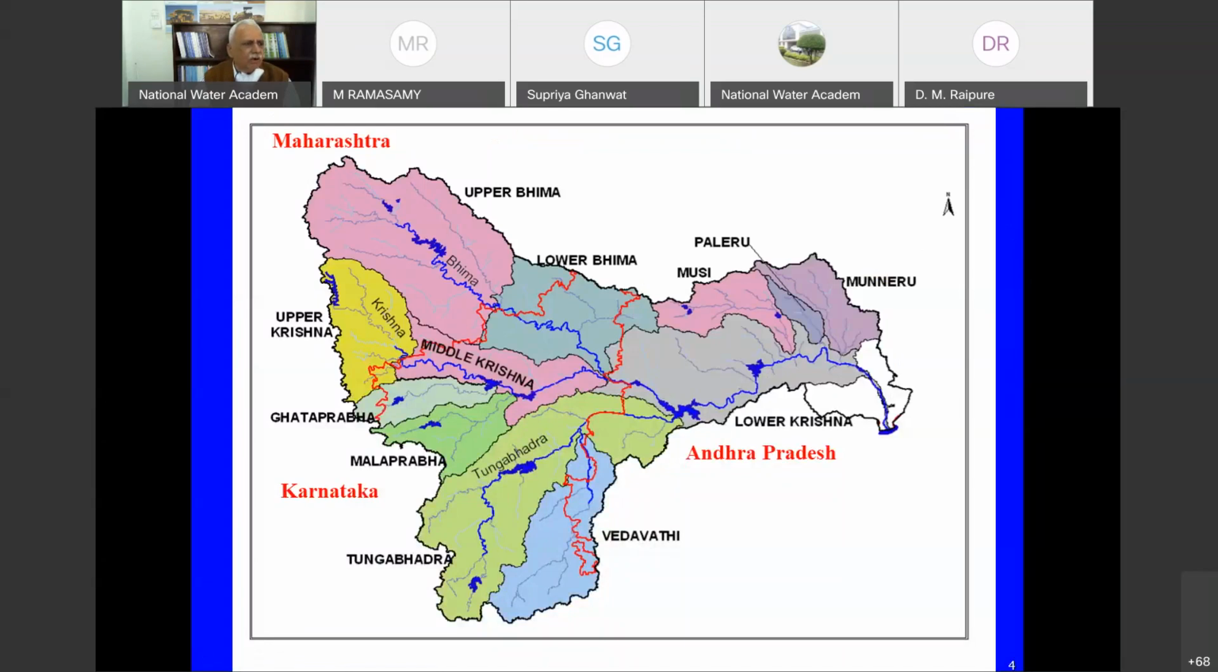As already told you in the last lecture, in 1961, a Commission was established by Government of India, and the Commission divided the entire Krishna basin into 12 sub-basins. That is Upper Krishna, Middle Krishna, Lower Krishna, Upper Bhima, Lower Bhima, Ghataprabha, Malaprabha, Bhadra, Vedavati, Musi, Paleru and Muneru. The same basins were adopted by KWDT1 and by KWDT2 also.